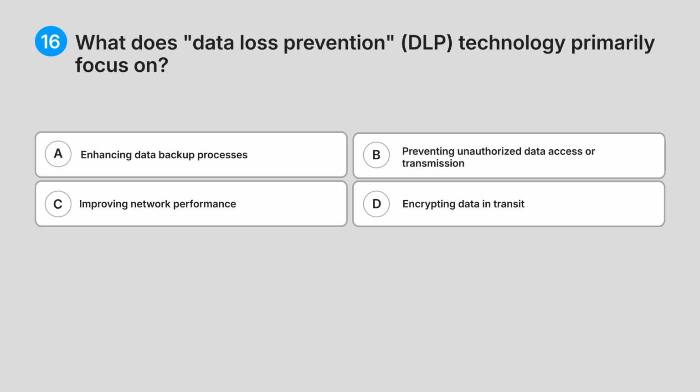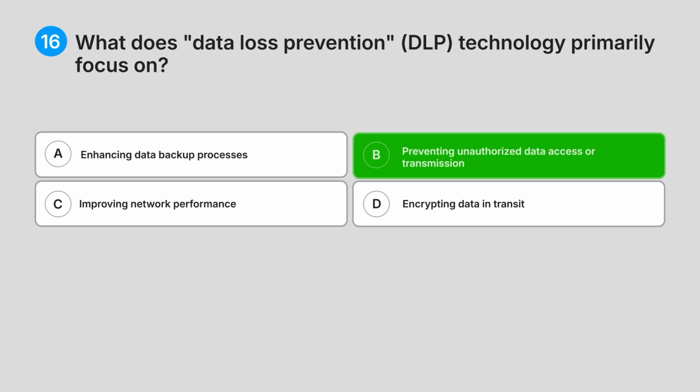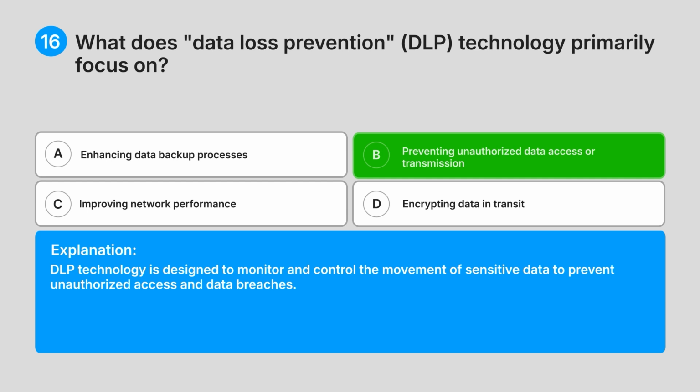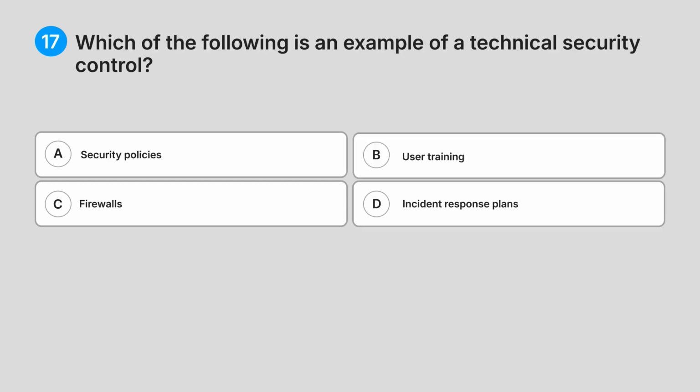Correct answer: B. Preventing unauthorized data access or transmission. Explanation: DLP technology is designed to monitor and control the movement of sensitive data to prevent unauthorized access and data breaches. 17. Which of the following is an example of a technical security control?